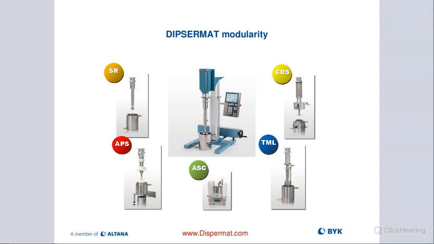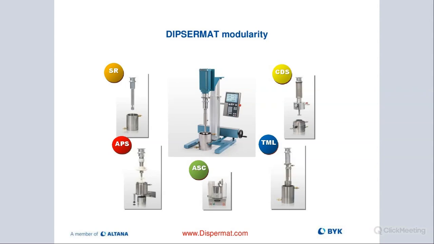So just a quick slide. The Dispermat, that modularity I mentioned earlier, is really important for us. One base machine will give you the ability to do many different things by just buying the right attachment. So on a standard Dispermat, you can acquire a rotor stator, you could get a vacuum system, you could get an APS, which is a vertical bead mill. We'll talk about that in a moment. Wall scraping system, or the basket mill, TML on the bottom right, is also an attachment that would go right onto the base Dispermat.